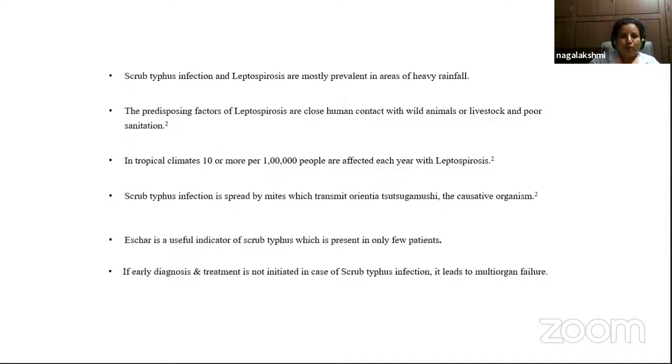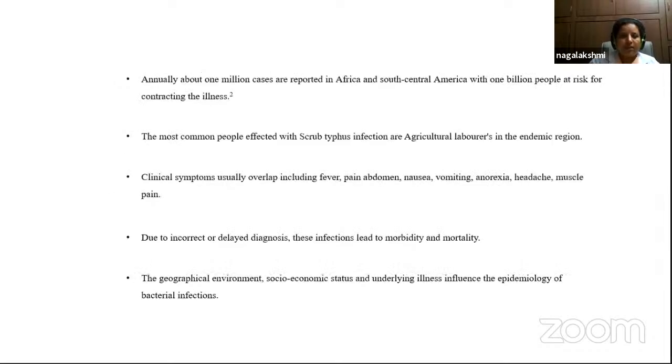In tropical climates, 10 or more per 1 lakh people are affected each year with leptospirosis. Scrub typhus infection is spread by mites, which transmit Orientia tsutsugamushi, the causative organism. Eschar is a useful indicator of scrub typhus, which is present in only a few patients. If early diagnosis and treatment is not initiated in case of scrub typhus infection, it leads to multi-organ failure. Annually, about 1 million cases are reported in Africa and South Central America. The most commonly affected people with scrub typhus infection are agricultural laborers in the endemic areas.